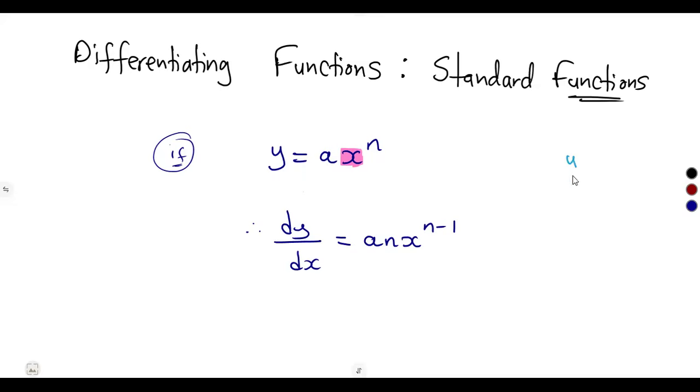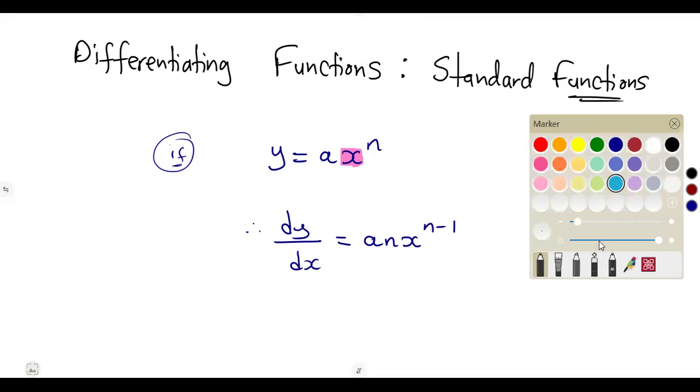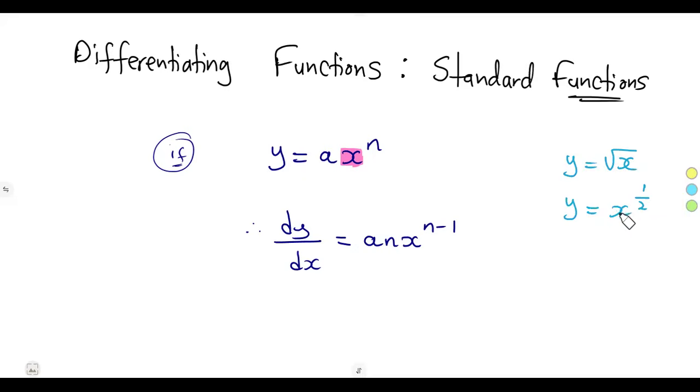You'll be given something like y is equal to the square root of x. Then you say, I cannot differentiate because I don't have a standard function. No. If we rewrite this using our laws of exponents, y is equal to x to the exponent of a half. So we can properly see this concept: x raised to a certain exponent.